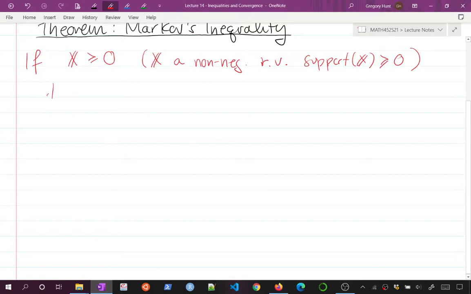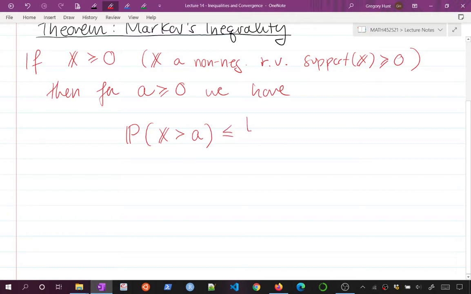If x is a positive random variable, then for any number a, little a, that is also positive, we have the following inequality. The probability that x is bigger than a is less than or equal to the expected value of x over a. This is known as Markov's inequality, named after the famous probabilist Markov.